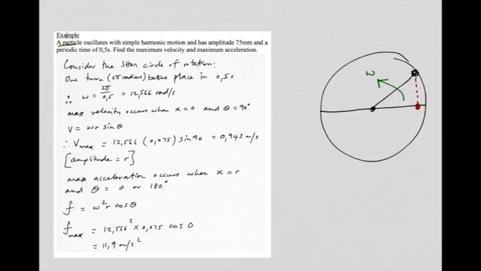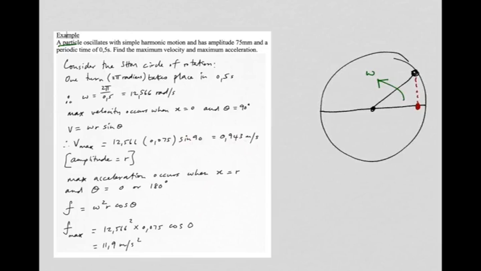Right, they asked for maximum velocity. Now we know that maximum velocity occurs at the midpoint, and when you're at the midpoint, displacement is 0, and theta would be 90 degrees because this arm would be straight up. So we use our formula for velocity. Velocity is omega r sine theta. So omega is 12.566. R we know is the same as amplitude, and when the arm is vertical, theta is 90 degrees. So it works out to 0.943 meters per second.